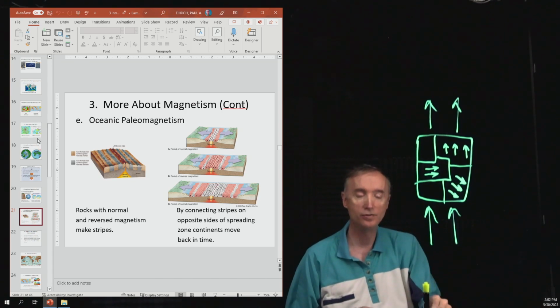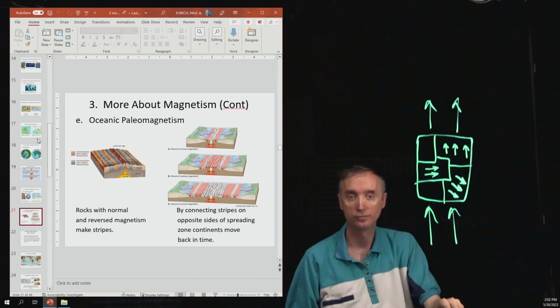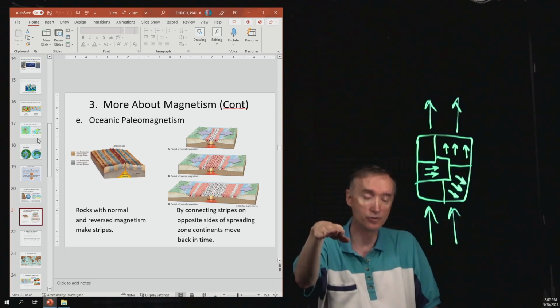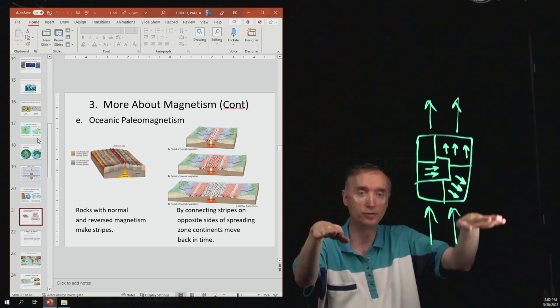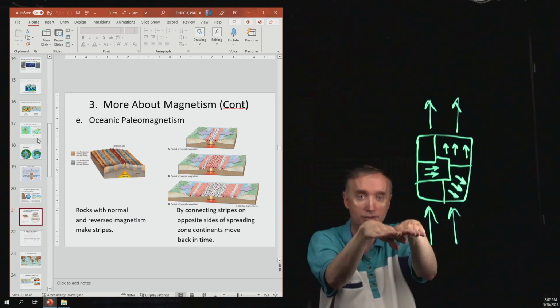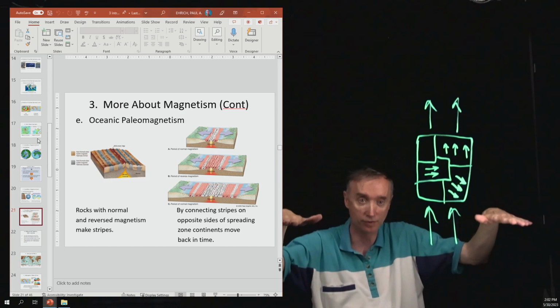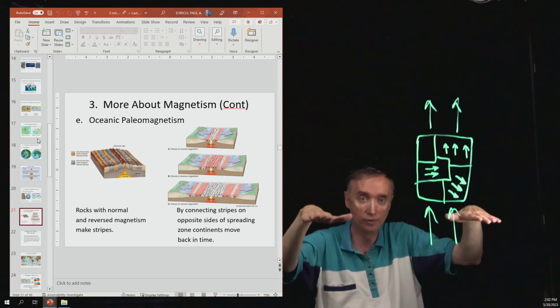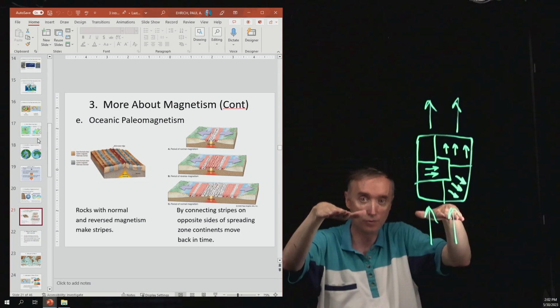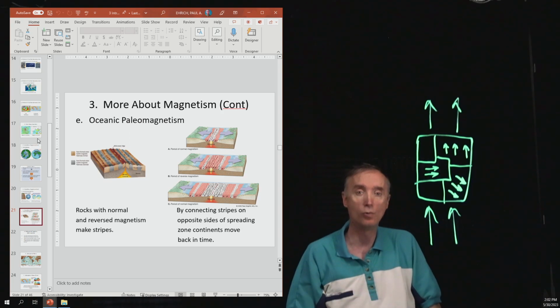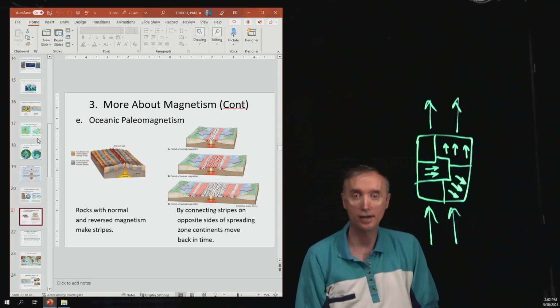So all that we need to do is to match them up. If we find this stripe on this side of the mid-ocean ridge, and then the stripe over here, and then we put them back together again, that's going to take these continents over here and start to pull them together. And so by putting this all together, we can actually figure out where the continents were located in the past.